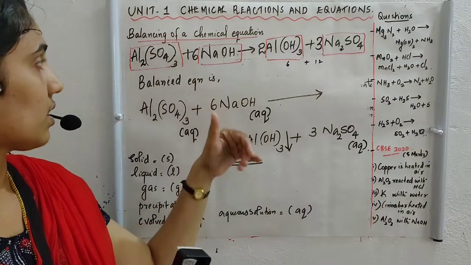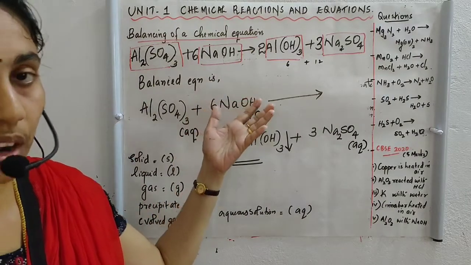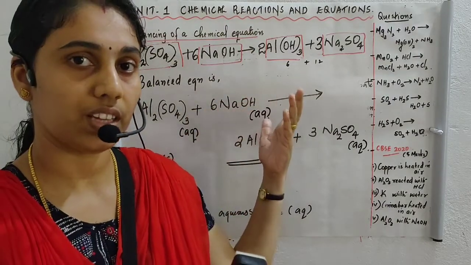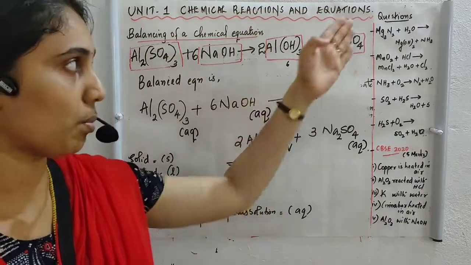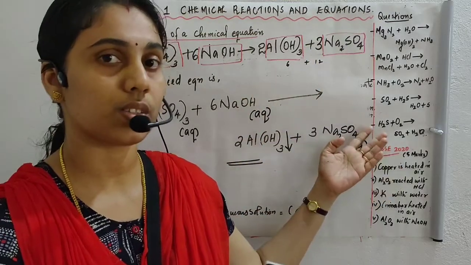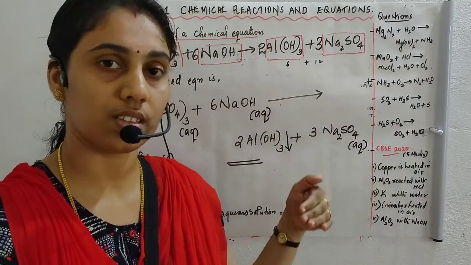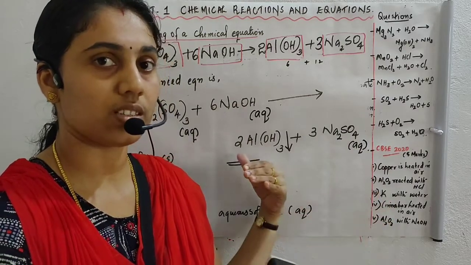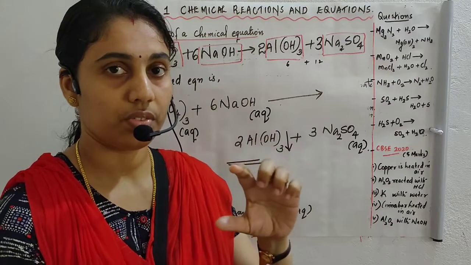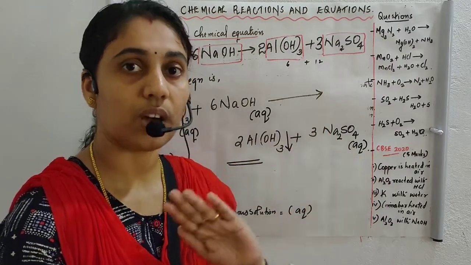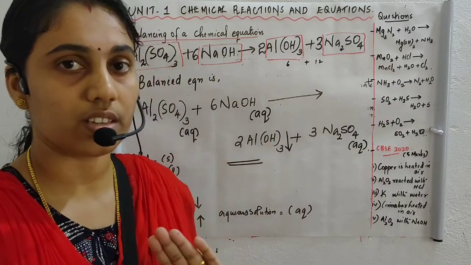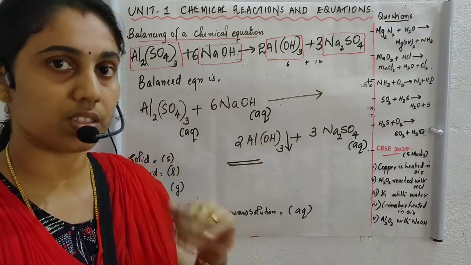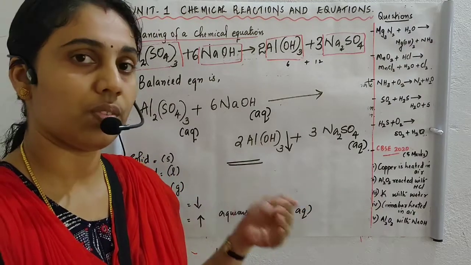So these are some examples of how to balance a chemical equation. In the next video, more equations are there that we will solve, and along with this, CBSE 2020, this section was asked, where 5 cases are given. You have to complete the reaction and write the balanced chemical equation. Including that question, we will discuss it in the coming video.